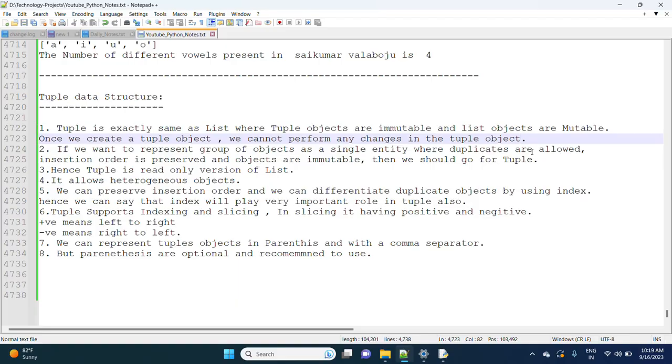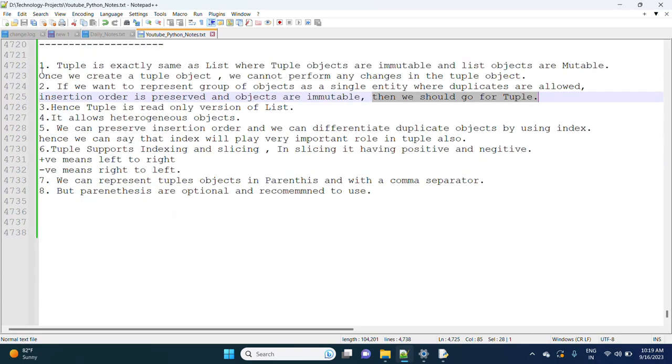Next point, if we want to represent a group of objects as a single entity where duplicates are allowed, insertion order is preserved and the objects are immutable, then we should go for tuple. By using these 2 points, we can say that tuple is a read-only version of list.